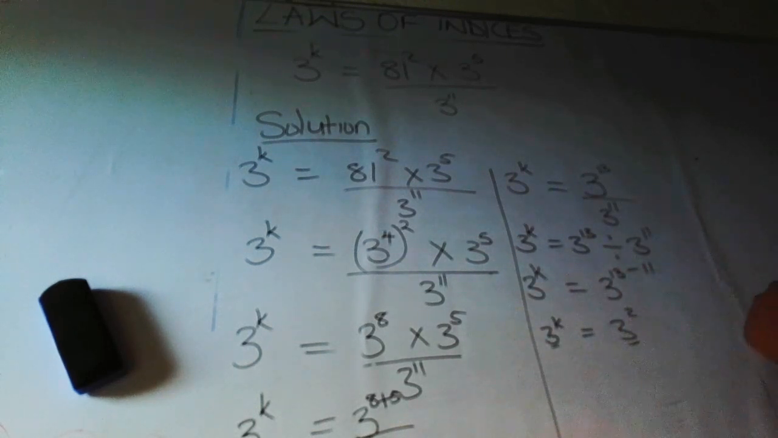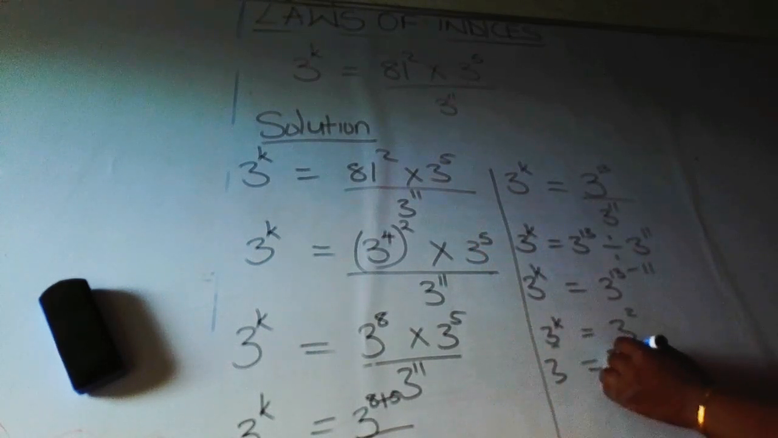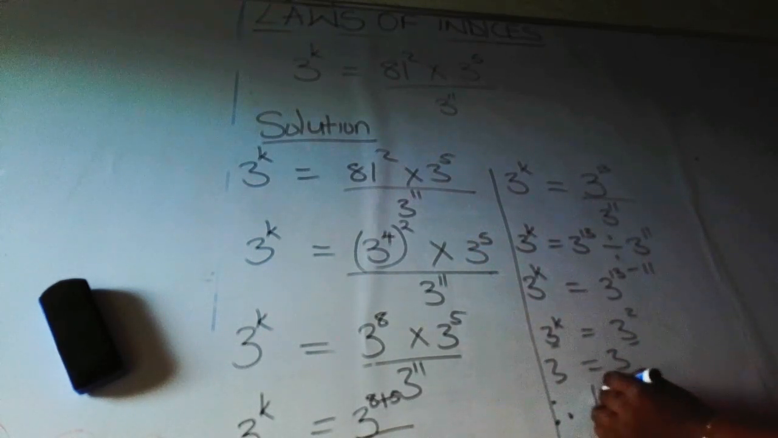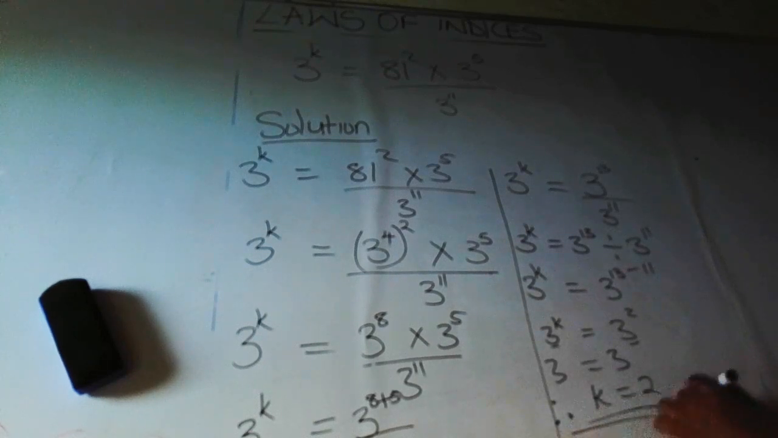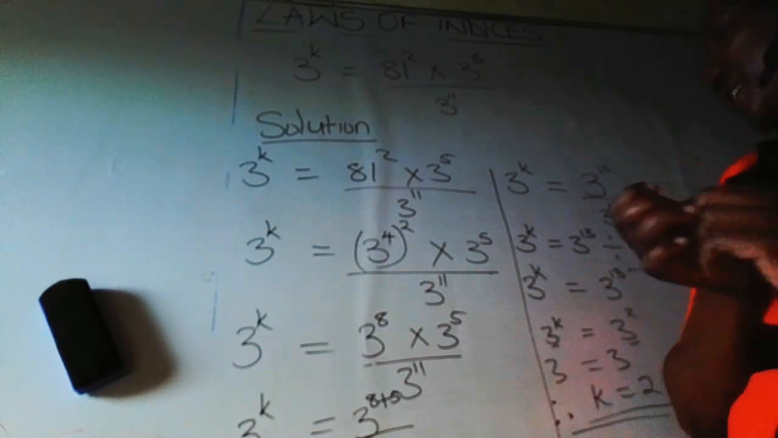So 3 to the power k is equal to 3 to the power 2. The bases are the same, 3 is equal to 3. Therefore, k is equal to 2. We have solved for k. So our k is 2.